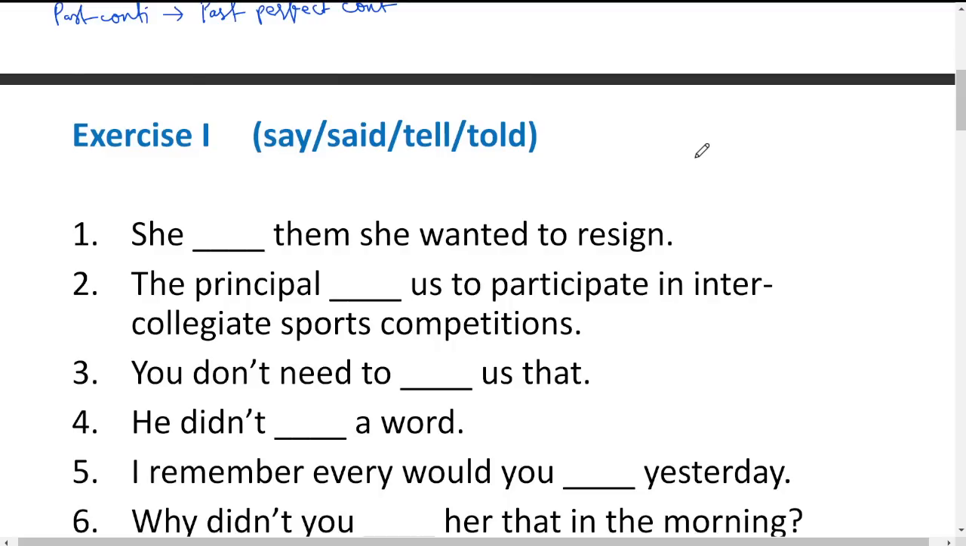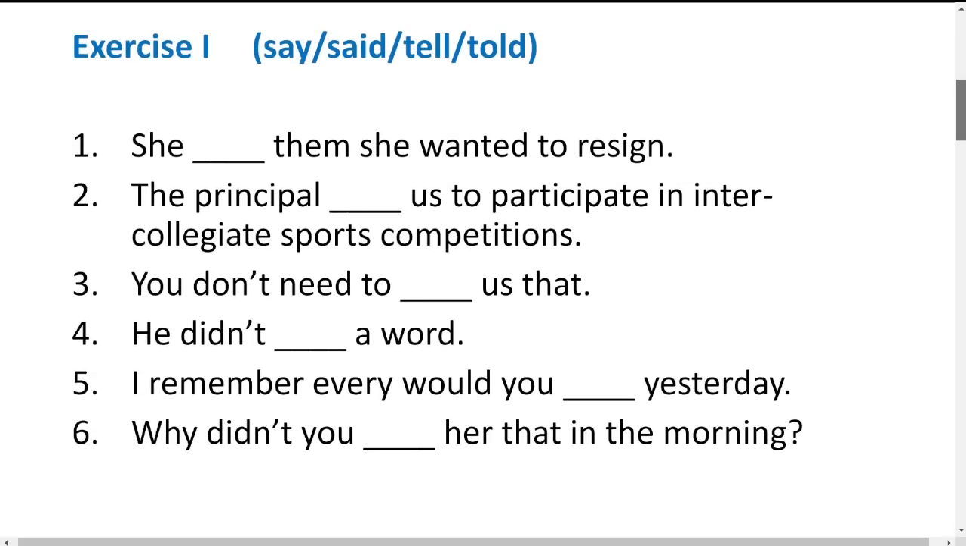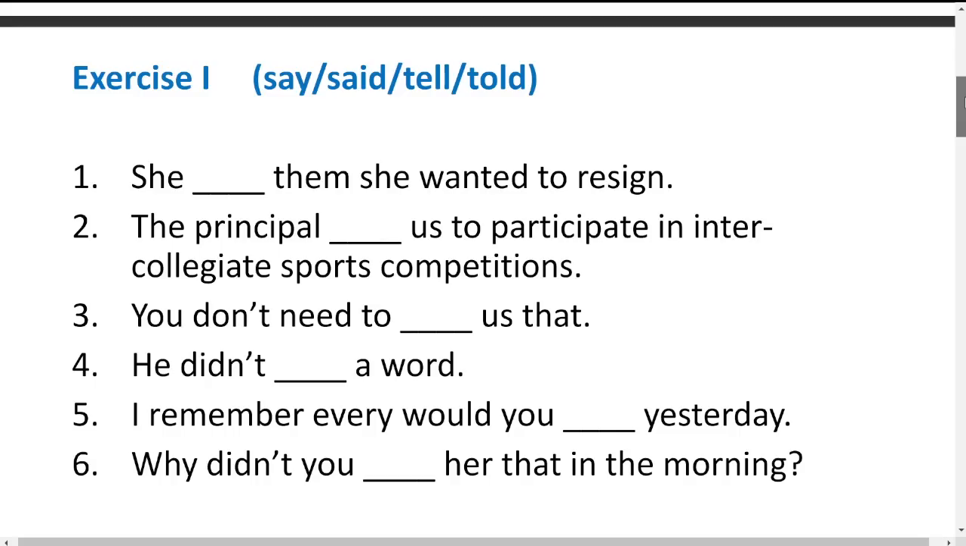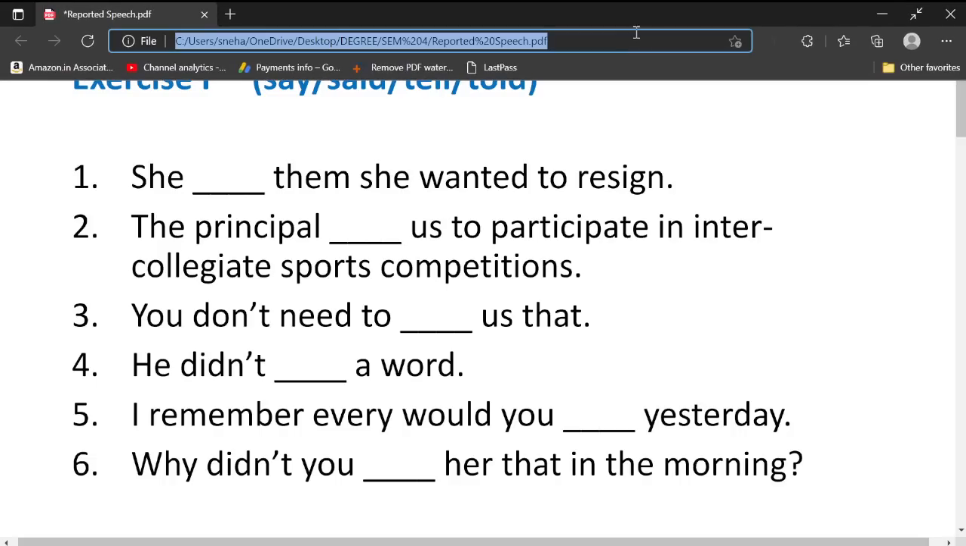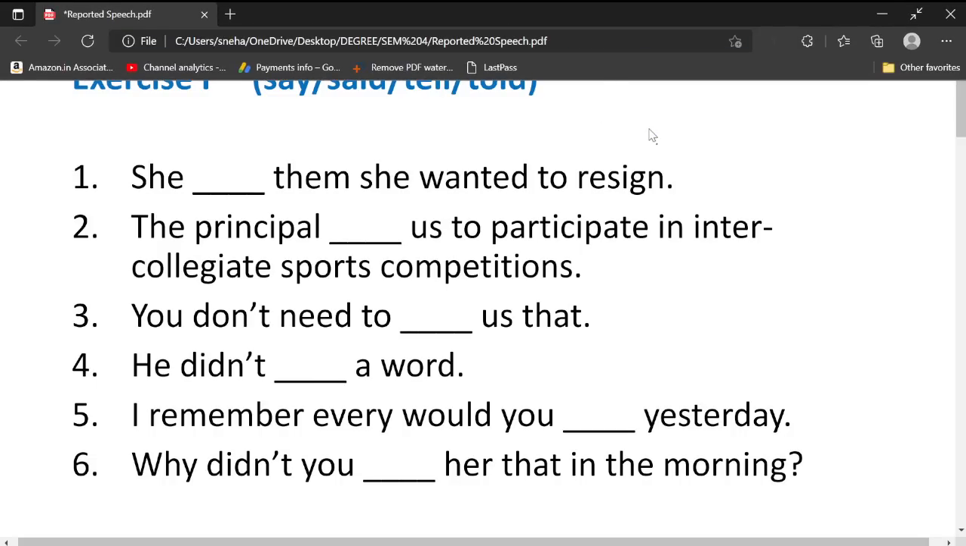In this exercise 1, you have to fill these blanks using the options which you see in that box, that is say, said, tell, told. Okay, now I would tell you one rule here. The rule is, see, in the direct or indirect speech, you would come across speaker and you would come across listener. So if at all only speaker is mentioned in any sentence, in the direct speech it is used as said. When you change that into indirect, you would come across said that.